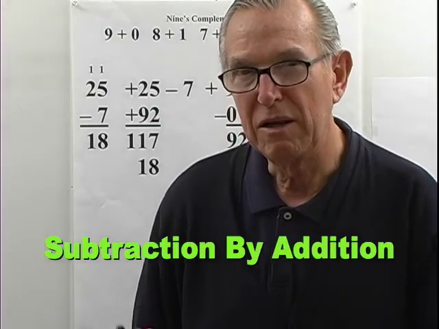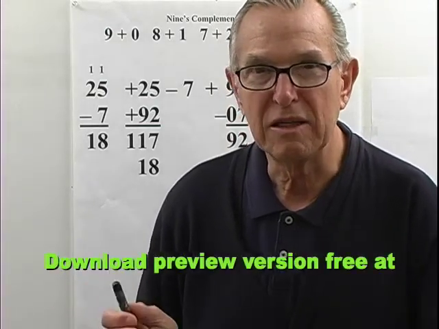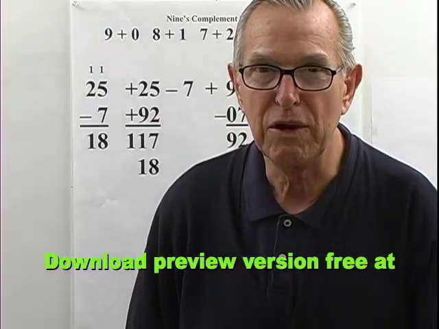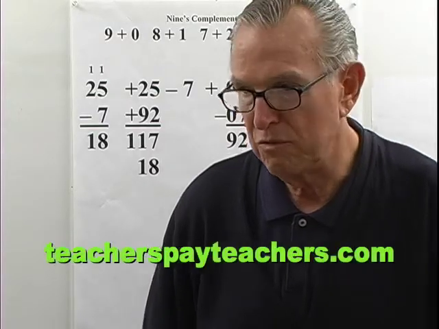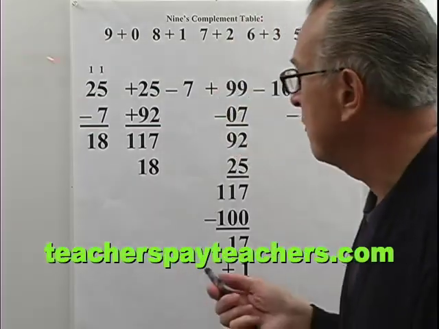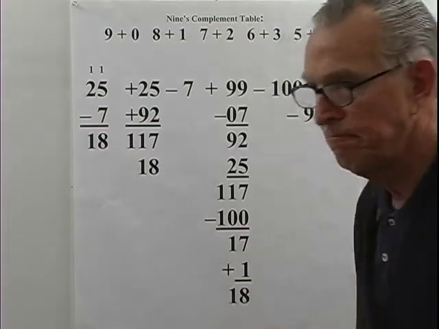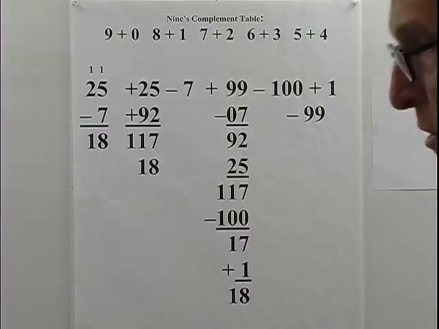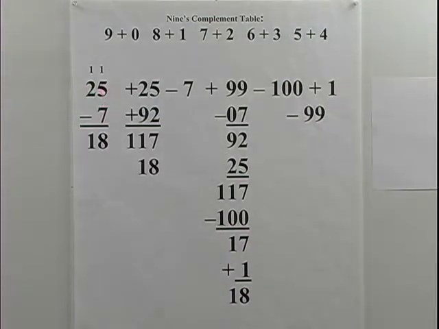We will modify our algorithm slightly so that it applies to all numbers. I will subtract 7 from 25. 7 is greater than 5, so I have to borrow 1 from that 2. That becomes a 1, and this becomes 15. 7 from 15 is 8. 0 from 1 is 1. So 25 minus 7 is 18.